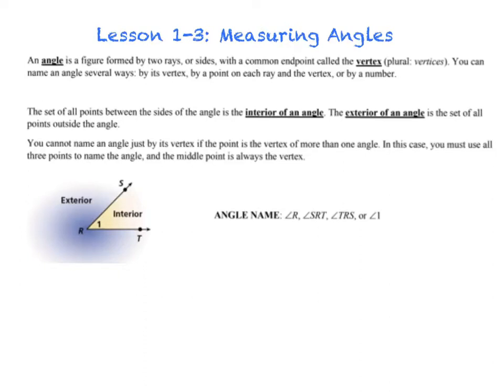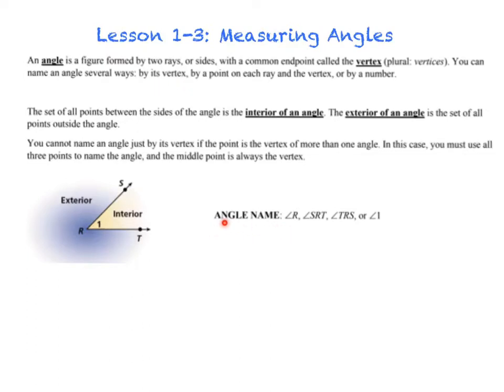So if you look at this picture down to the left, we have ray RS and RT that connect at R. They're not opposite rays, they are just rays starting at the same exact vertex. So there are two rays that start at the same vertex. The vertex here is called R, and that vertex is going to be really useful in naming the angle because an angle can be named by either just its vertex.